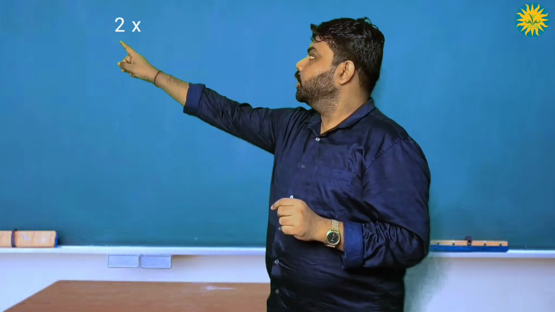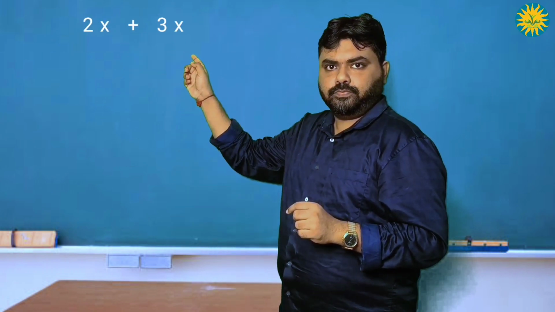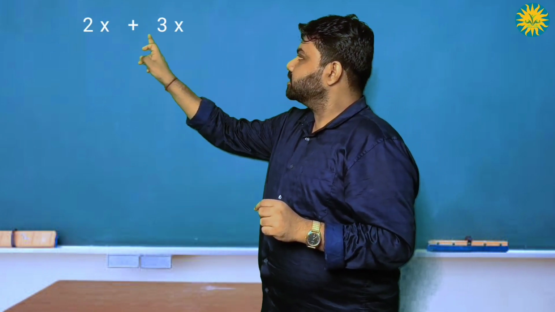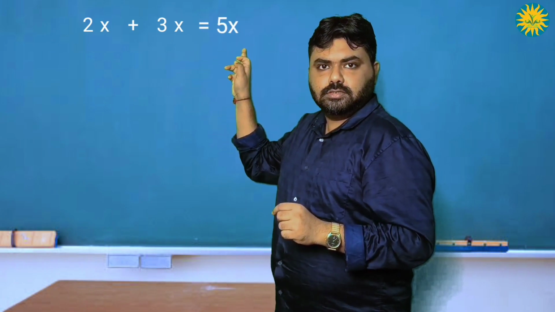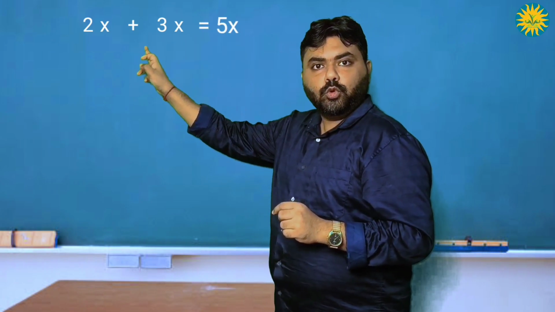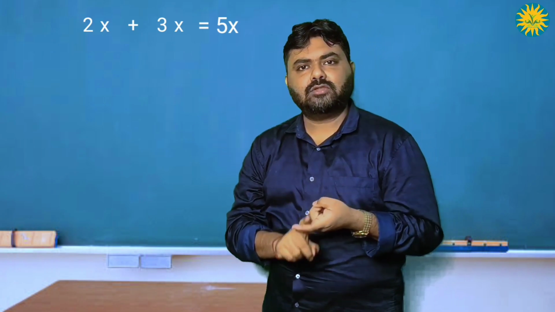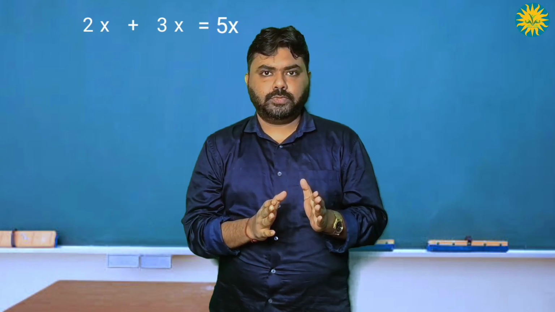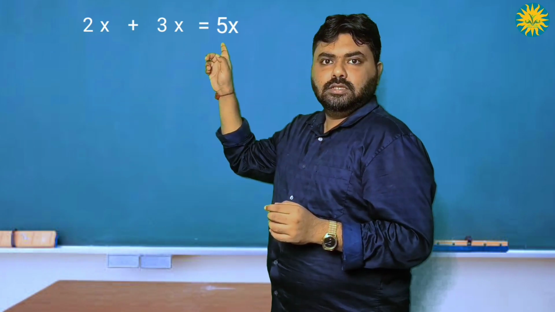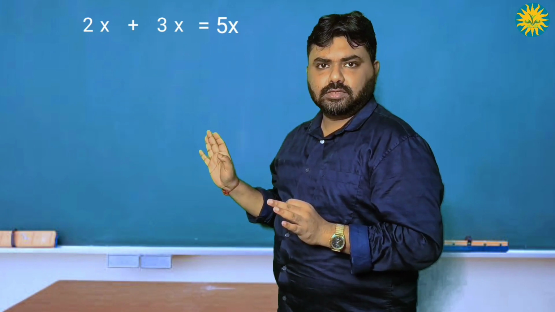That is, suppose we write 2x plus 3x. That will be 5x. Because in both cases there are x's. That means similar alphabets are there. When similar alphabets are there, we can add. That is, 2x plus 3x will be 5x.